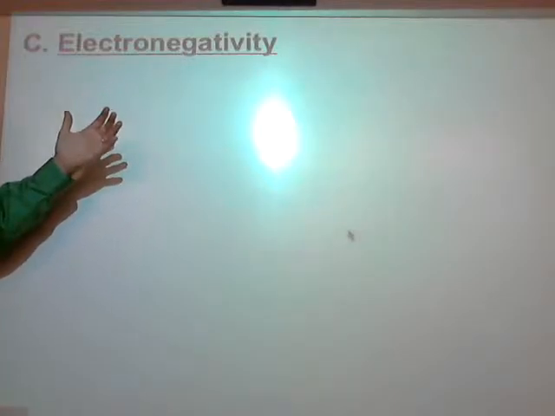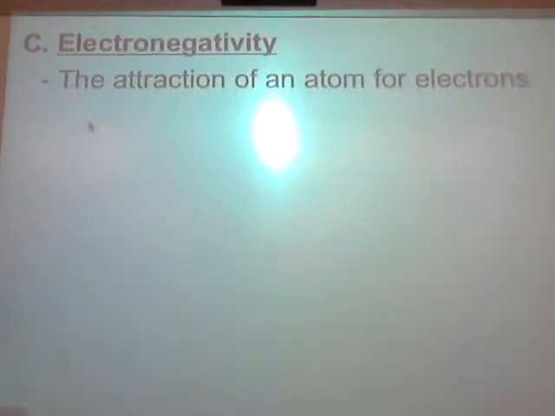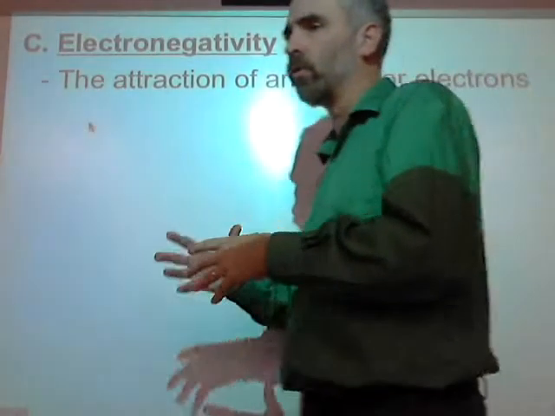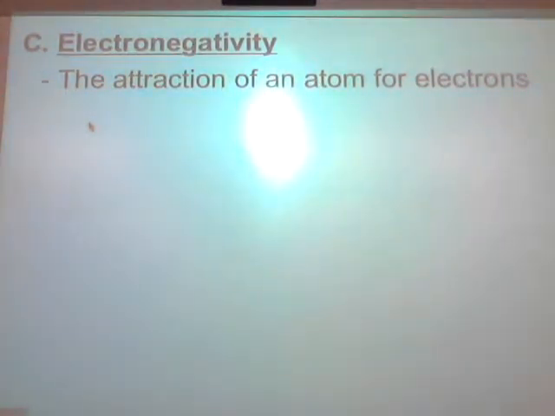Electronegativity, definition: it's the attraction of an atom for electrons. This is a quick and dirty definition. There's more to it than that. We're going to learn about the more to it than that later. We're even going to have numbers associated with it. But for right now, just keep that in mind when we start talking about the trend. How well atoms attract electrons. Think of it that way. I am not going to tell you the notes for the rest of this.